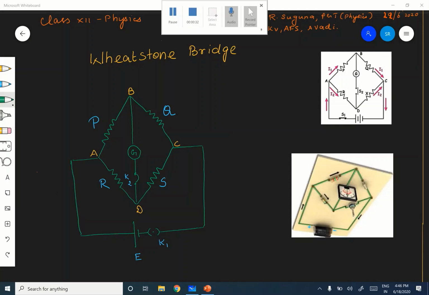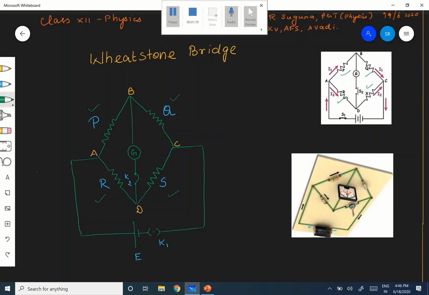Wheatstone bridge is an arrangement of four resistances, in the form of P, Q, R, S. Here I have drawn this P, Q, R, S. Four resistances in the form of a bridge, which is used for measuring one unknown resistance, only one unknown resistance, in terms of the other three known resistances.